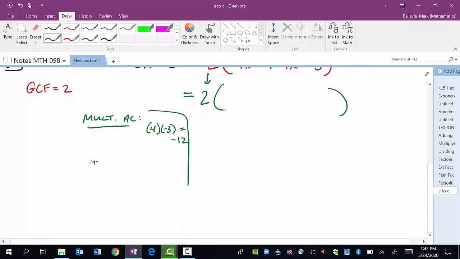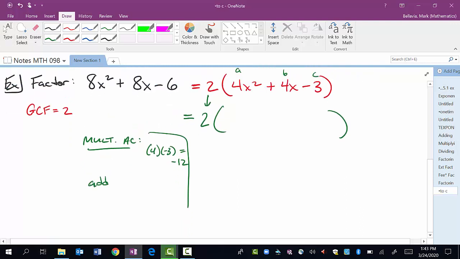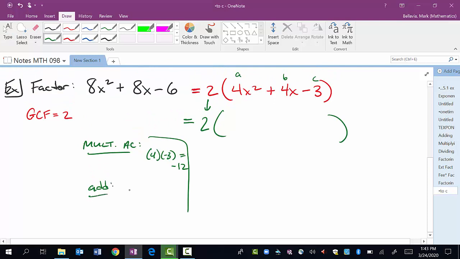12. And you want things that add to the middle coefficient, which is B, which is positive 4. So we're looking for numbers that multiply to a negative 12 and also add to a positive 4. So finding those numbers, to multiply to a negative, you have opposite signs. Because you're adding to a positive number, the larger one should be the one that has the positive sign on it. So we get 6 times negative 2. That gives me negative 12. 6 plus negative 2. That does give me positive 4.